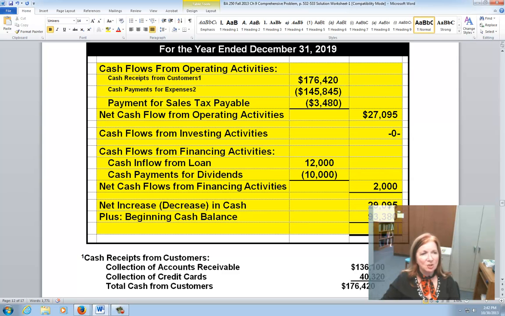And so now the total of these two is going to be my ending cash balance. And the ending cash balance here is going to be $122,475. And that's how you prepare a statement of cash flows. You're looking for activities from three sources: operating activities, financing activities, and investing activities.